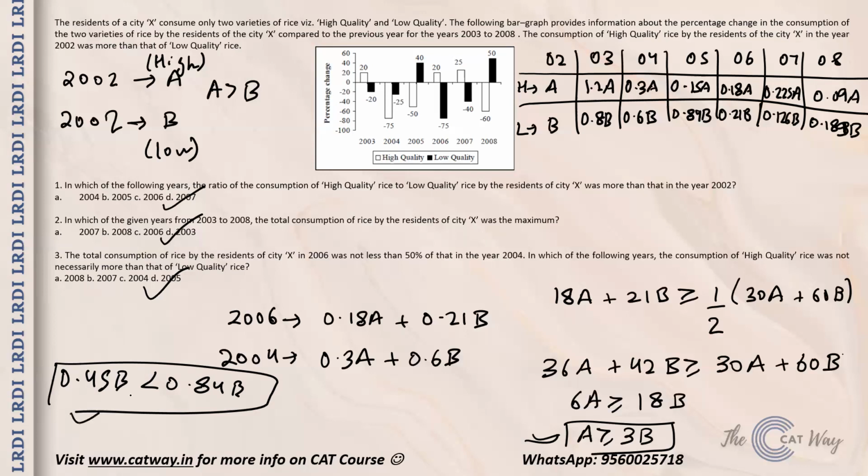And at the minimum possible value, we see that 2005 is not satisfying the criteria. So it might be possible that in 2005 high quality is greater than low quality, but it is not a certainty. And because it is not a certainty, 2005 will be the right answer, because the question says it is not necessarily more. Here it has a possibility of being lower than the low quality. Hence the correct answer is 2005.